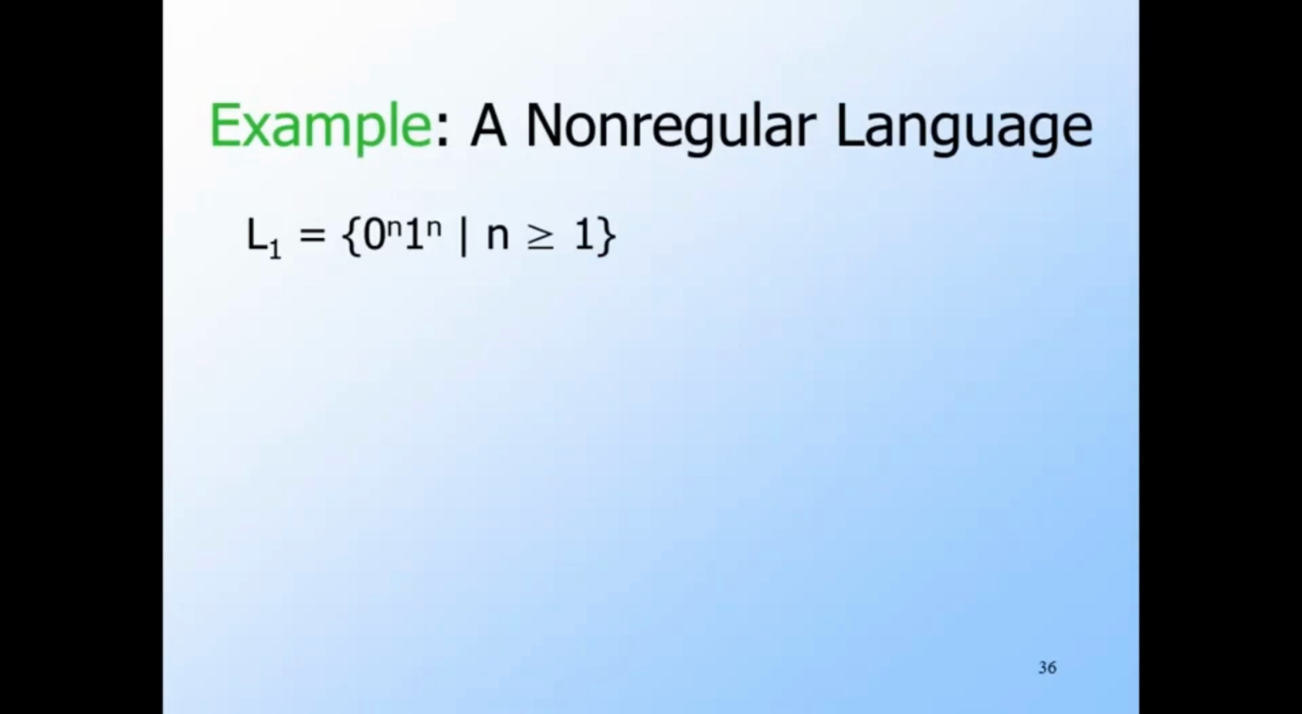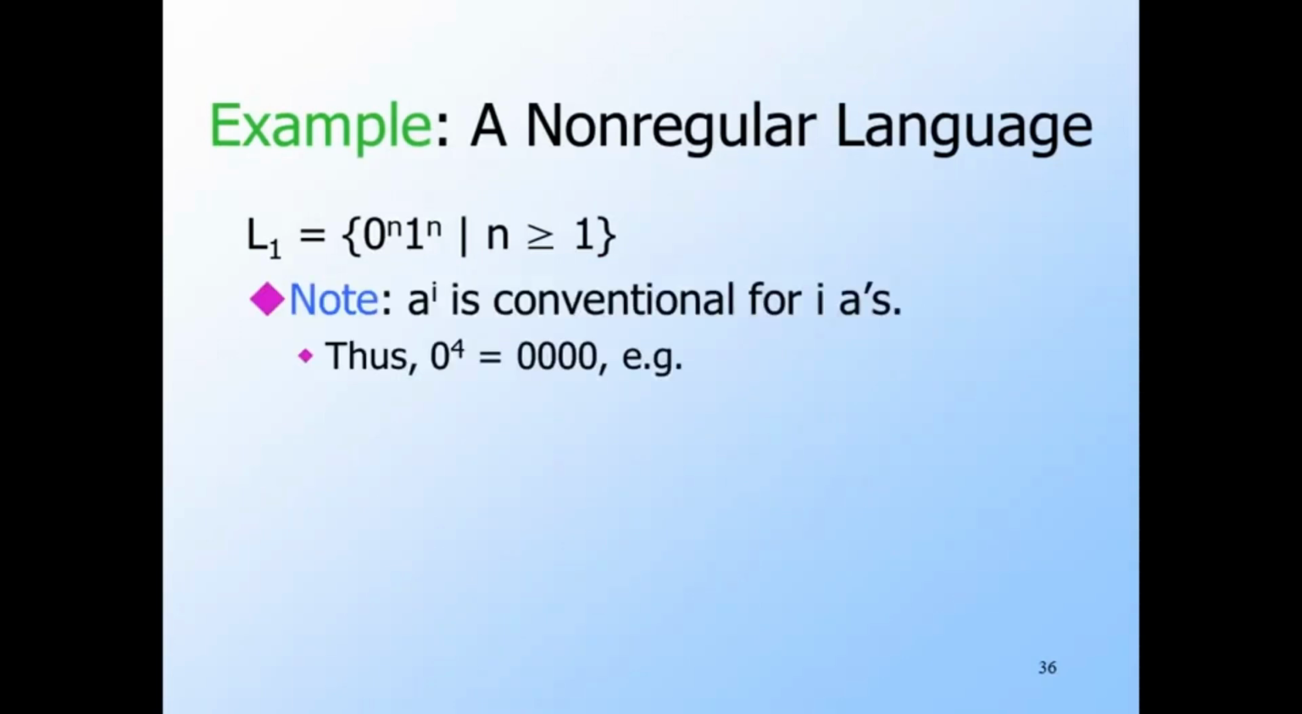Here is an example of a language that is simple to understand but is not a regular language. To understand what this notation is saying, we first need to know that an exponent i on a symbol is shorthand for the string consisting of i copies of that symbol. Thus, 0 to the 4th means the string 0, 0, 0, 0.